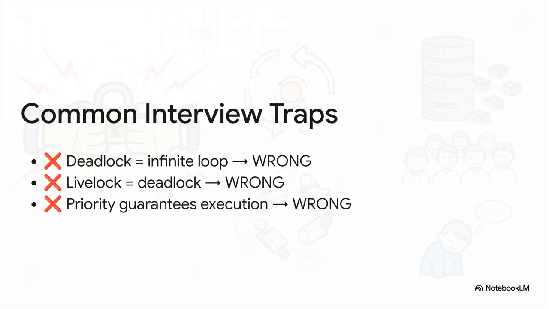Okay, please be ready for these common interview traps. A deadlock is not an infinite loop. The threads are blocked, they're not looping. A live lock is not a deadlock. The threads are active and spinning, not blocked. And remember, thread priority is just a polite suggestion to the operating system scheduler, not a guarantee of execution order. Nailing these distinctions really shows you know your stuff.